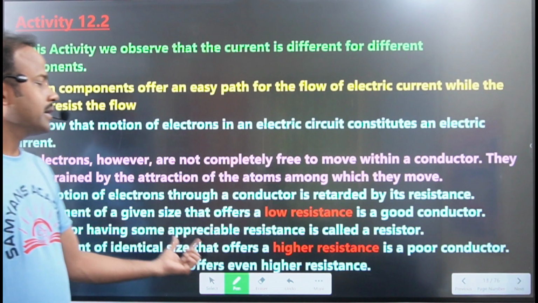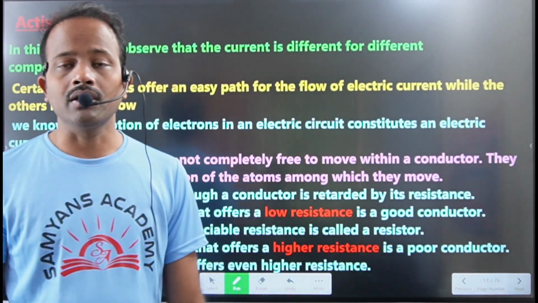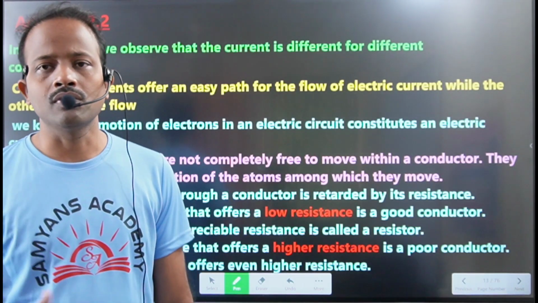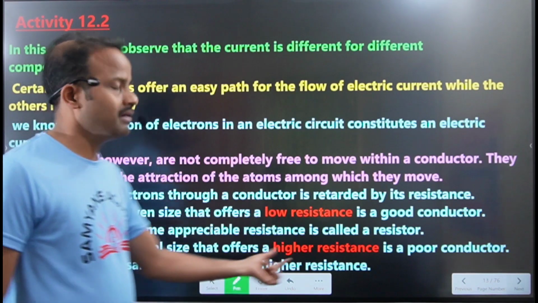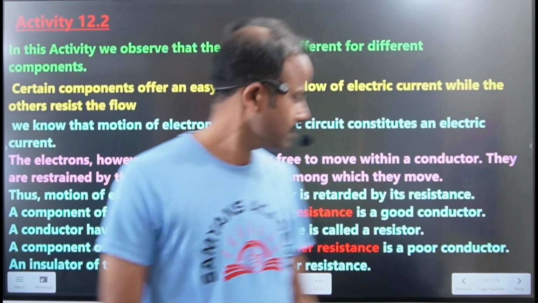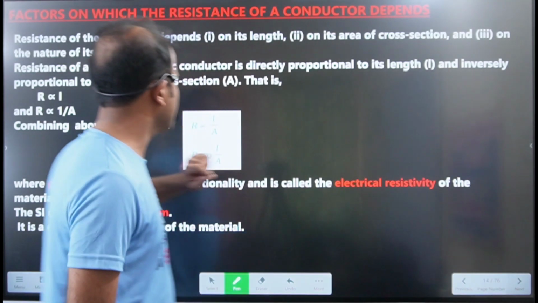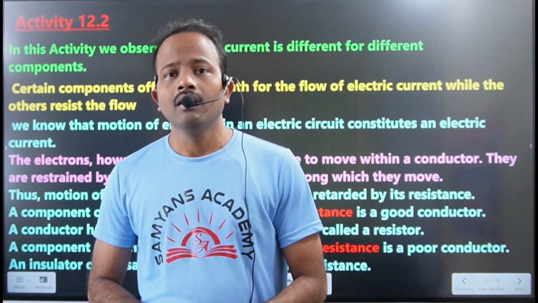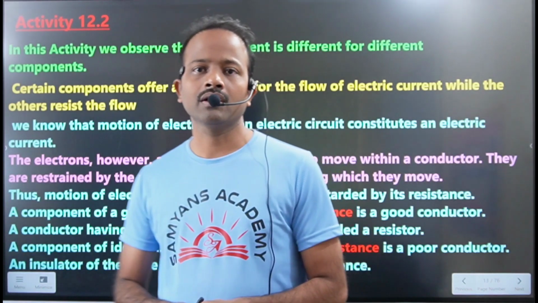A component of identical size which offers a high resistance is called a poor conductor. High resistance example: wood, plastic, ఇవన్నిట్లో ఫ్లో ఆఫ్ చార్జెస్ మూవ్ అవ్వదు. ఎందుకు అంటే అవి హై రెసిస్ట్ చేయబడతాయి. And an insulator of the same size offers even higher resistance. దేన్ని మనం హై రెసిస్టెన్స్ ఉంది అంటాము? ఇన్సులేటర్, right? This is about good conductor and poor conductor. Is it clear everyone? Okay, ఒకవేళ అర్థం కాకపోతే మళ్ళీ ఒకసారి వెనక్కి వెళ్ళి మళ్ళీ వినండి.